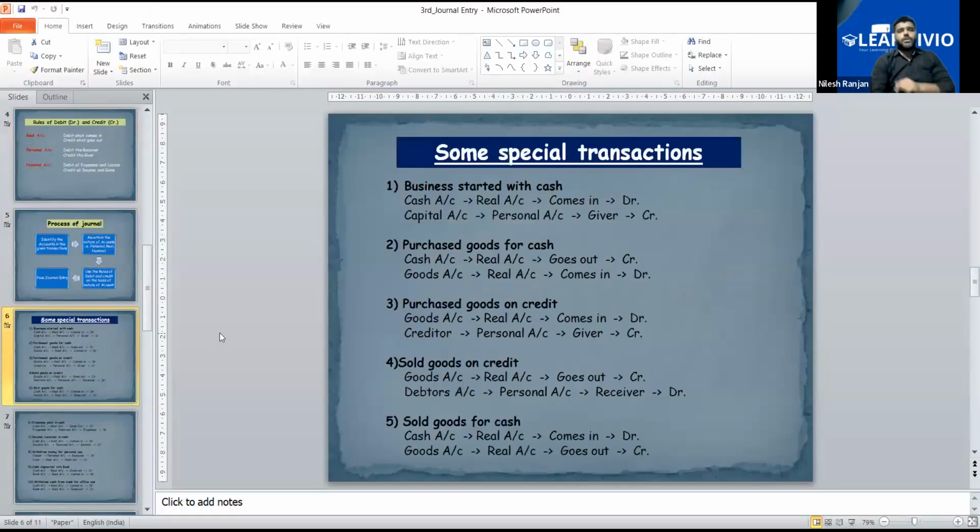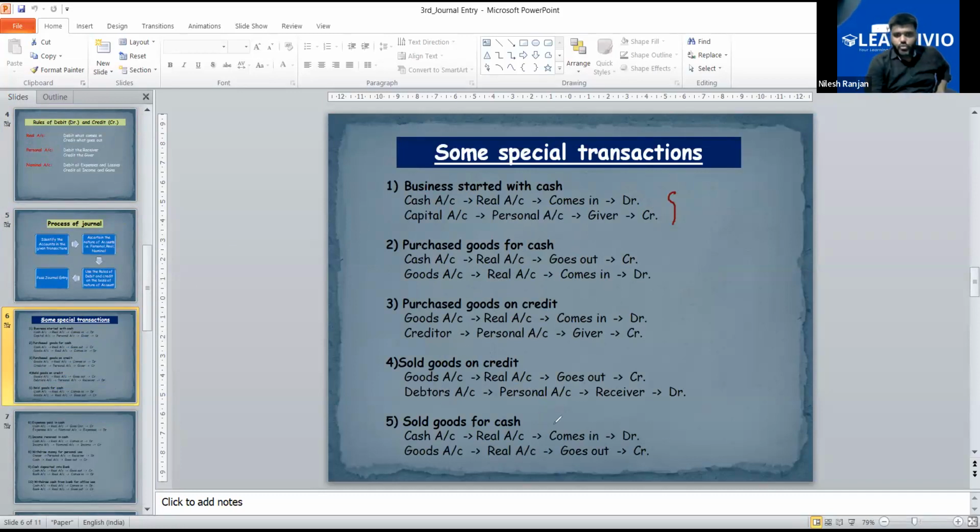Okay, so we were discussing this in our previous class. Now you can see business started with cash. We have completed this or not? Yes, sir. Okay, purchase goods for cash. Yes, sir. Okay, so we have completed all of these. I guess the sold one, the using credit, I guess we did not do like sales one.